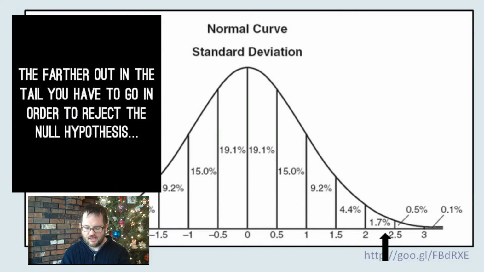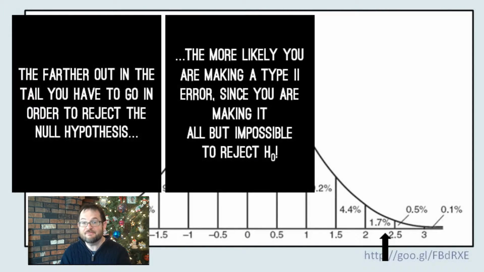But there's a catch. The farther and farther out I go on that horizontal axis, the farther out in the tail of the distribution I'm getting in order to reject the null hypothesis, the more likely I'm going to make a type 2 error. Because if I go far enough out there, if I require that I have to have a huge value of z before I'm going to reject that null hypothesis, I'm almost certainly making the other kind of error. Because I basically made it impossible to reject H naught. Remember, type 2 error is accepting H naught when it's not true, or failing to reject H naught when it's actually false.